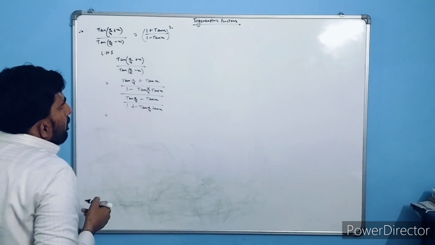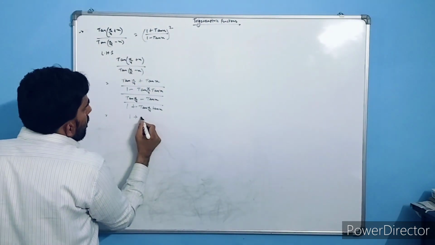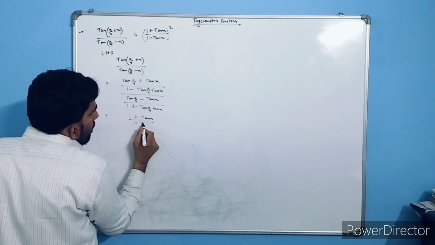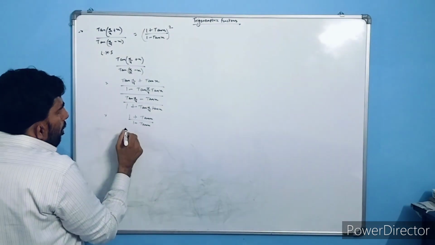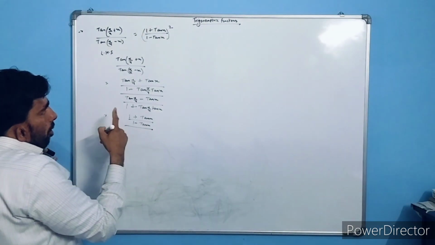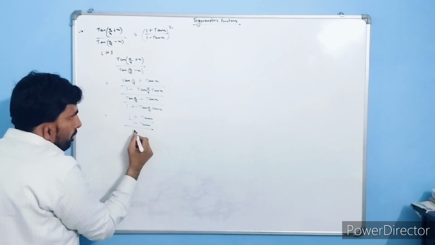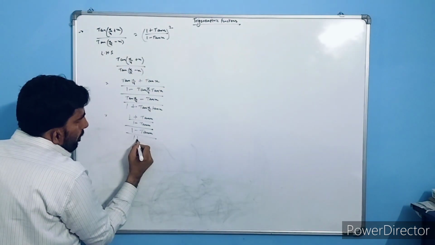Okay, so now what is tan 45? Tan 45 is 1. So I will write 1 plus tan x upon 1 minus tan x. You know, because tan 45 is 1. Below here also, what is there? Tan pi by 4 minus tan x. 1 minus tan x upon 1 plus tan x.